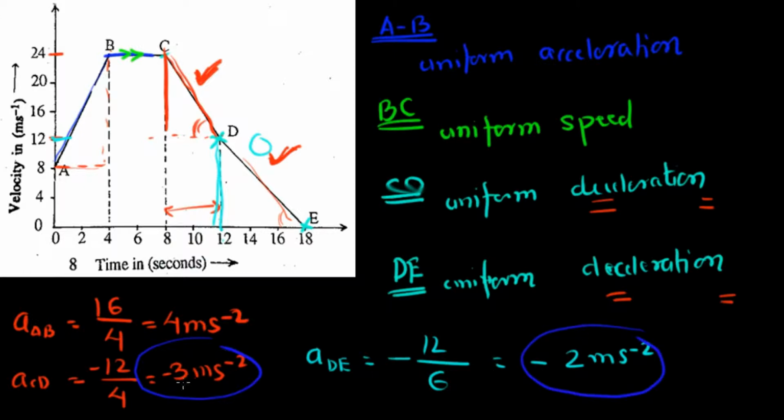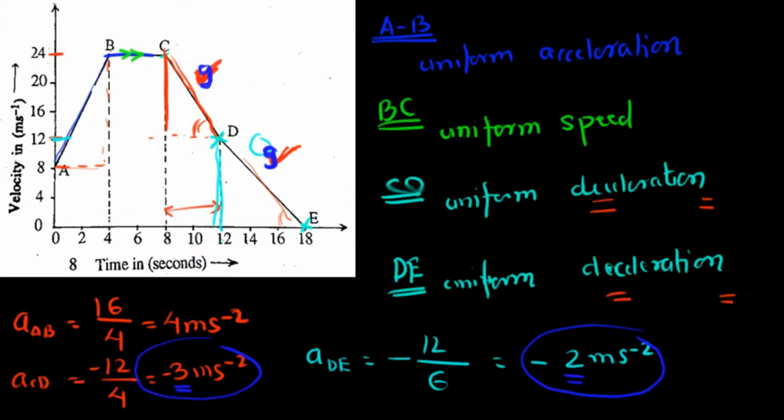If you look at the magnitude, only the number, the gradient of this part of the graph would be greater than the gradient here. So this can be helpful in calculating the acceleration of the body at various stages.